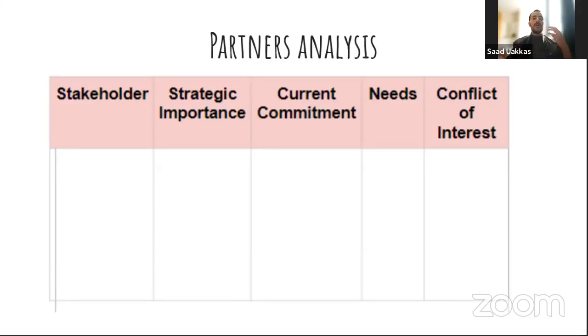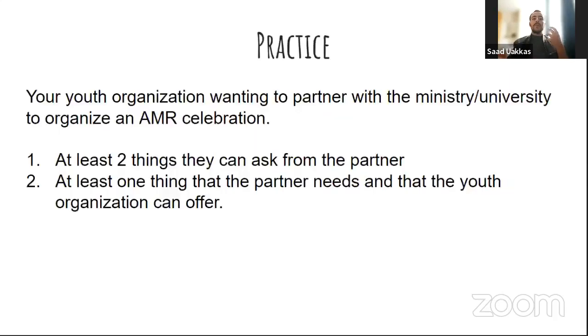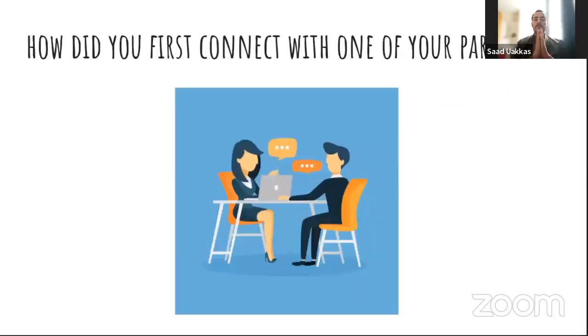So once you figure out what you want to ask from the partner and what you can give to the partner, it's important to figure out how to start the conversation with the partner, right? Because sometimes you know the partner, you have some contacts, but sometimes you don't have any connections. So it's important to know how to get this conversation going.